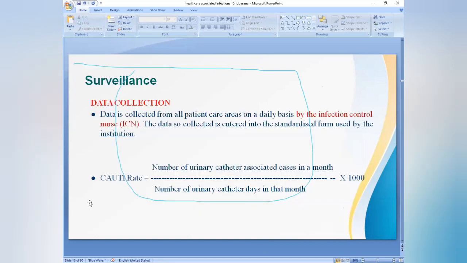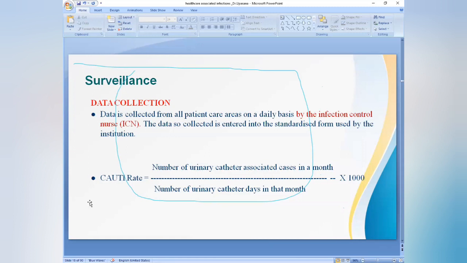Talking about the surveillance part, how do you collect the data? Basically, the infection control nurse is the only one who takes up this data. How do you calculate the catheter-associated UTI rate? The CAUTI rate is defined as the number of urinary catheter-associated cases in a month, and the denominator is the number of urinary catheter days in that particular month, multiplied by 1000.